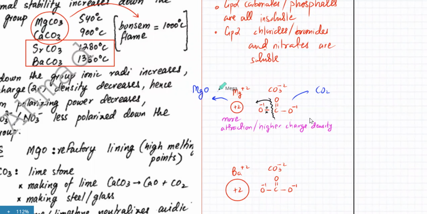So the point is that the smaller ion attracts the other ion so strongly that the other ion kind of breaks down, it decomposes. Over here, that's not an issue. A bigger ion is not going to attract the electrons from the other ion that strongly. So which is why the carbonate ion would be kind of stable.